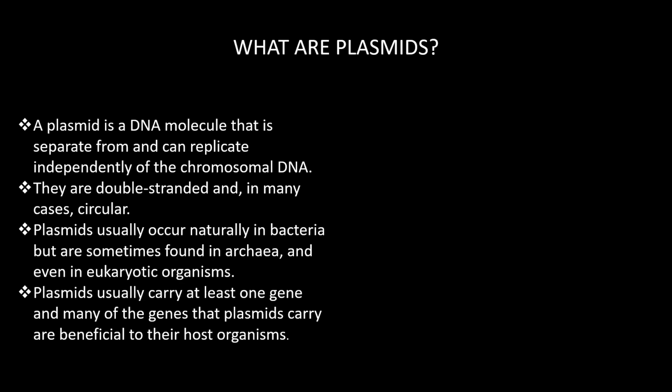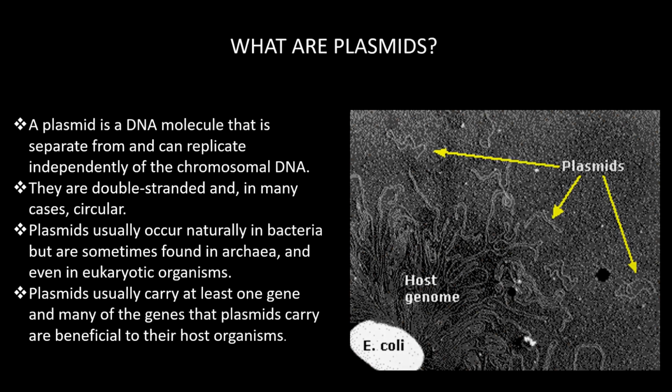Plasmids are DNA molecules that are separate from the chromosomal DNA and can replicate independently of the chromosomal DNA. Plasmids usually occur naturally in bacteria but are sometimes found in archaea and even in eukaryotic organisms. And plasmids are double-stranded. In many cases, they are circular.